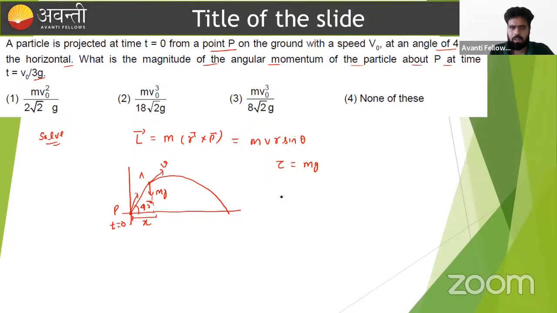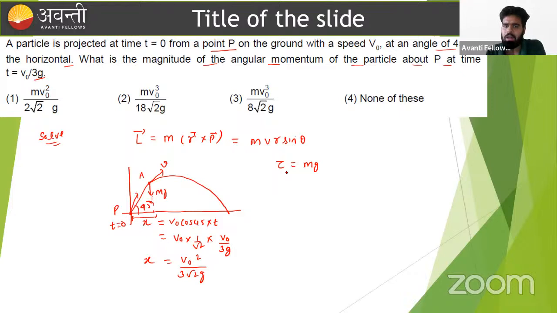If the initial speed is v naught, then what is x here? x is the displacement of the particle after time t. We can write this displacement as horizontal velocity into t. This is nothing but v naught cos 45, which becomes 1 by root 2, into t, which is v naught upon 3g. So the value of x is v naught square upon 3 root 2 g.